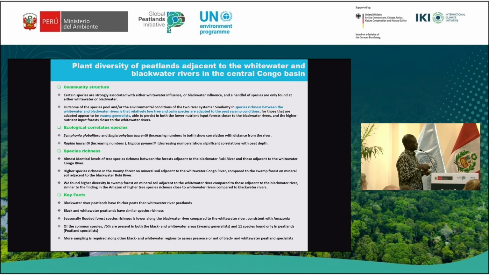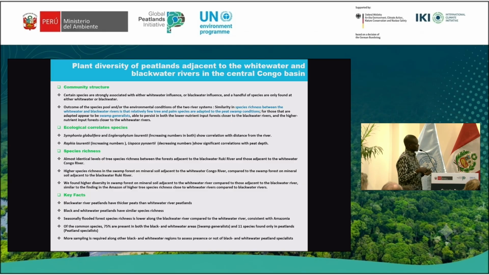The species richness is also very important, but it's almost the same in the two systems. So the black and the white water has the same species richness in both countries. And also the key fact is that the black river peatland has thicker peat than the white one, and the black water and white water peatlands have similar species richness. And also in the seasonally flooded forest, species richness is much lower compared to the black water.